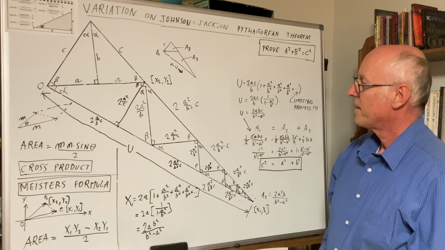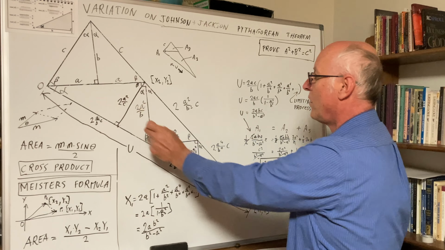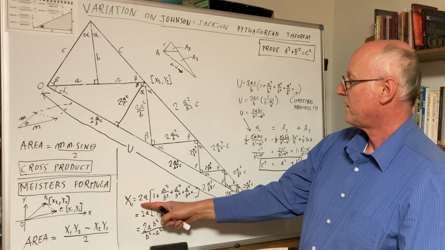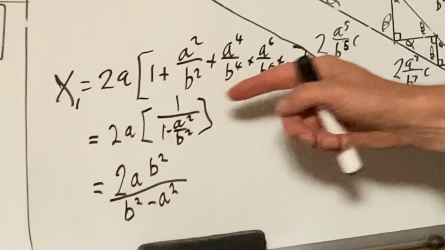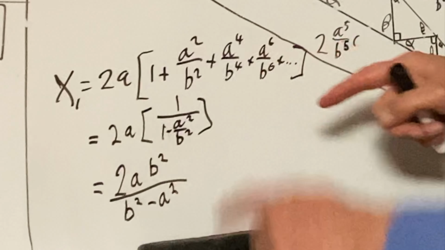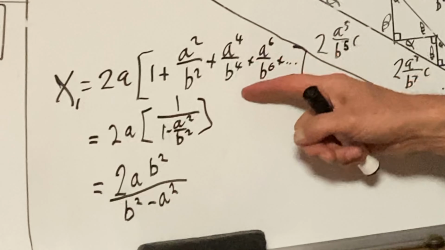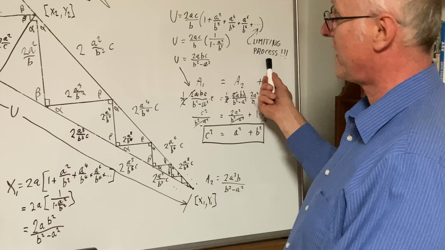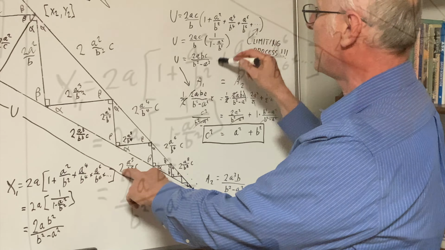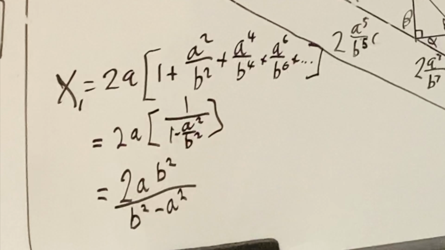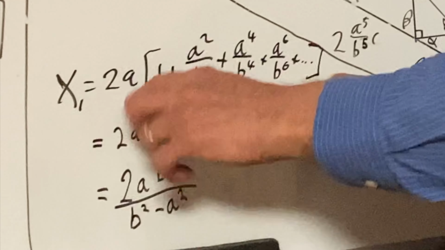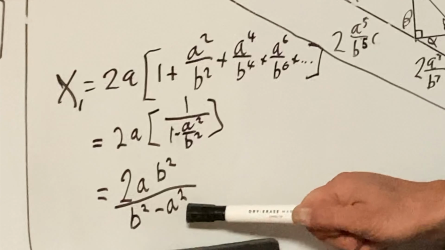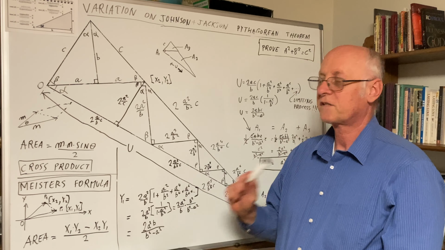And so the value of x1, if you add up all of these little values, it is 2a times this bracketed thing, 1 plus a squared over b squared plus a to the fourth over b to the fourth, a to the sixth over b to the sixth, plus dot dot dot, an infinite limiting process, which is the same thing as here. That's 1 over 1 minus a squared over b squared, the whole thing times 2a. Simplify that, you get 2ab squared over b squared minus a squared.